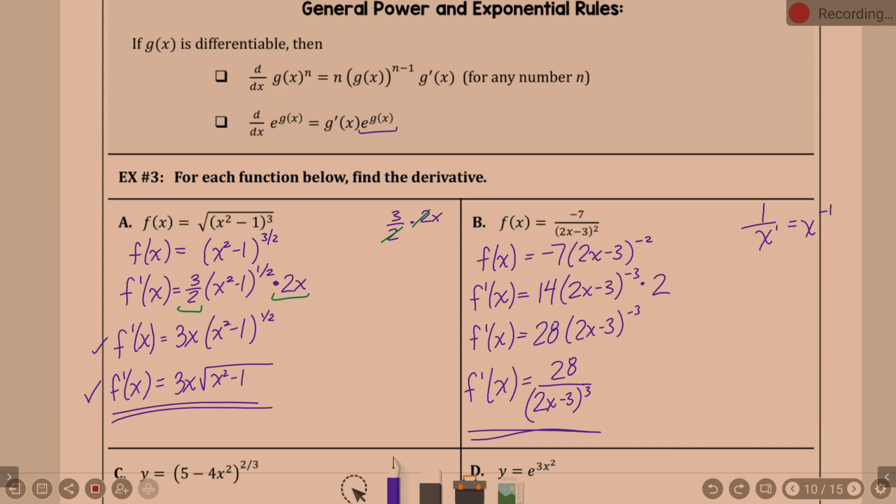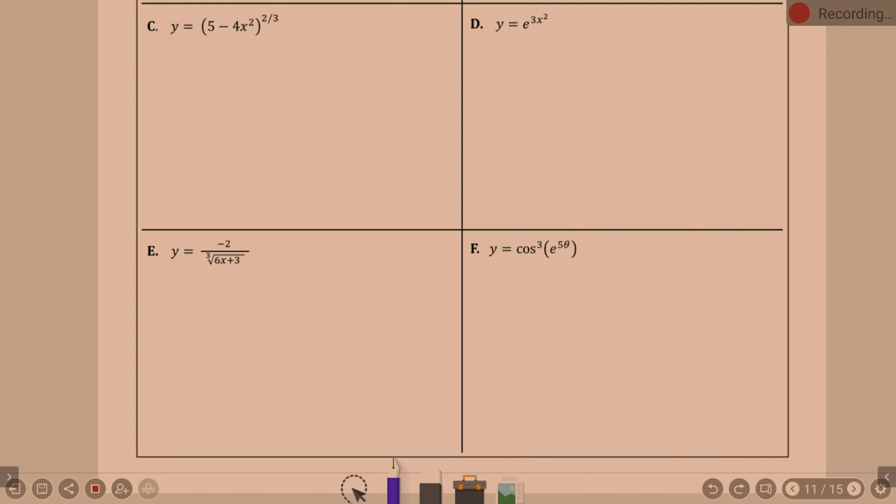Got it? Okay, moving on then. Stop me where you need to. C. 5 minus 4x squared raised to the 2/3.